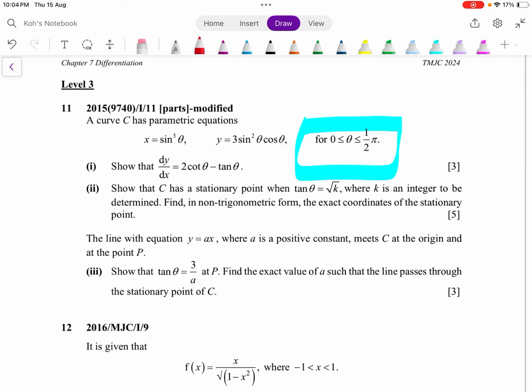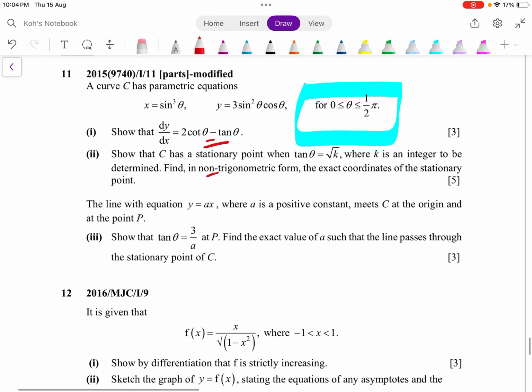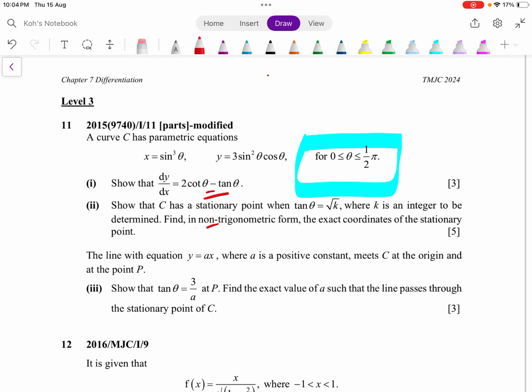Okay, let's go through the parametric differentiation question from 2015. The first part is quite simple. First part: show that dy/dx is equal to the given expression. You simply use dy/dt equal to dy/dx multiplied by dx/dt. Then you just make dy/dx the subject, so you should be able to get 2 cot theta minus tan theta.